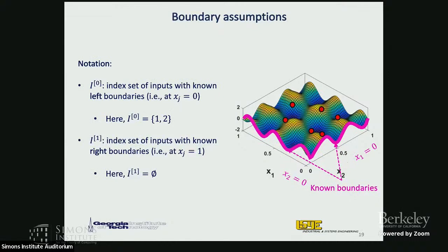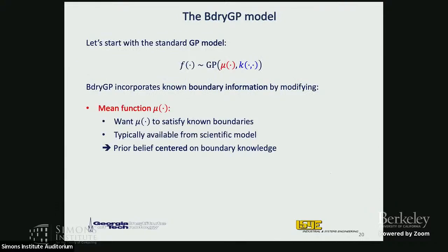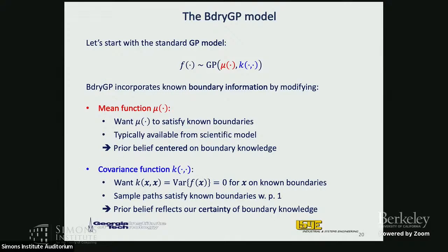So here I had to use a notation. I is the index. So it's an index set of inputs with known left boundaries, 0 being left. In this case, the I0 is 1 and 2, variable 1 and variable 2 both have a left boundary condition. But on the right side, remember the other side, there's no boundary condition, so it's an empty set. Okay, so how do we build the boundary GP process? The mean is easy. If the mean function needs to satisfy the boundary constraint, that's usually very easy to manipulate algebraically. More challenging or interesting is what we need to impose, so look here, this one.